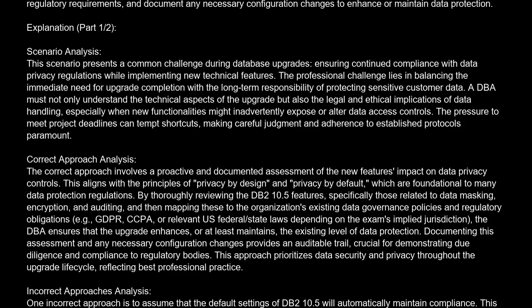A DBA must not only understand the technical aspects of the upgrade, but also the legal and ethical implications of data handling, especially when new functionalities might inadvertently expose or alter data access controls. The pressure to meet project deadlines can tempt shortcuts, making careful judgment and adherence to established protocols paramount.